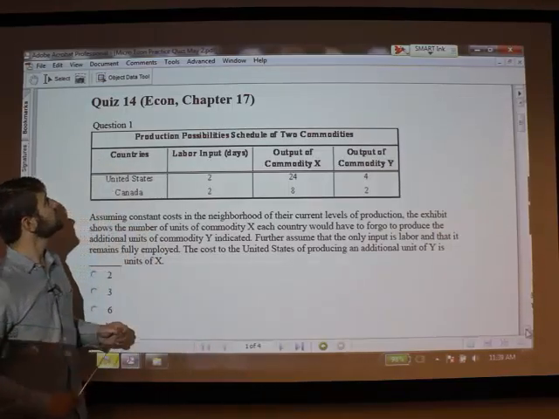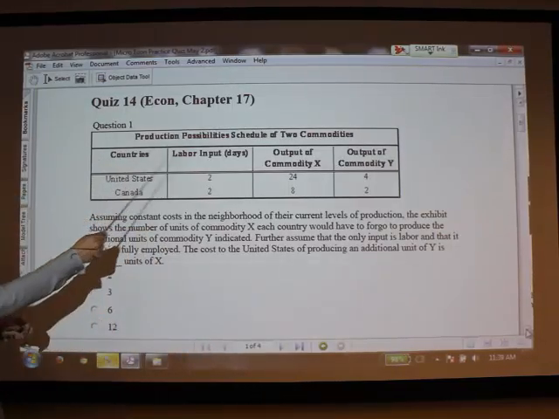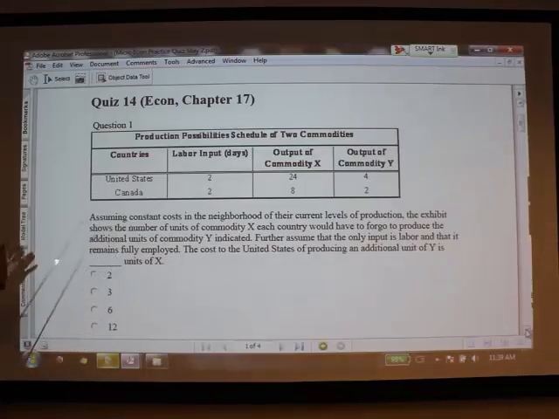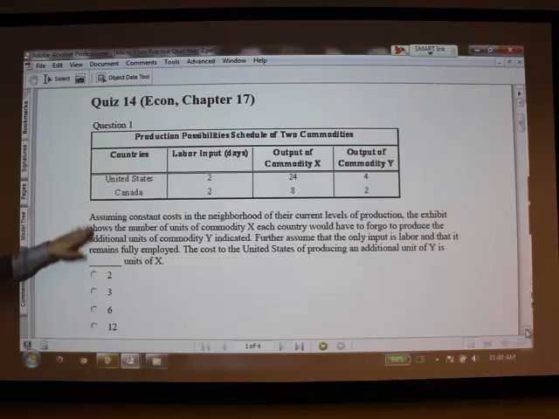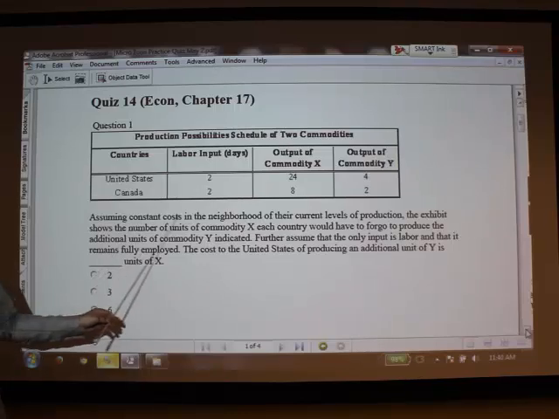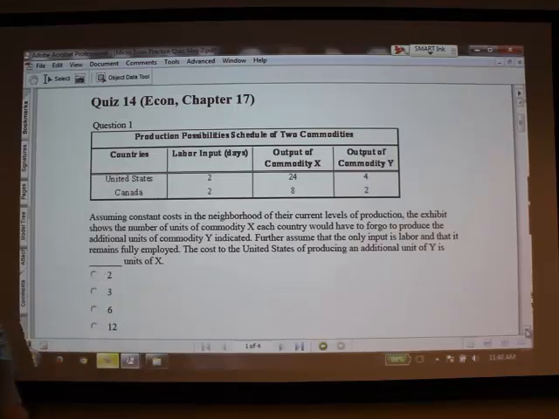So this is the chapter 17 quiz. And the first question says, and by the way, this first part is a little bit wordy. I'm going to distill it for you, but let's read it first. Assuming constant costs in the neighborhood of their current levels of production.